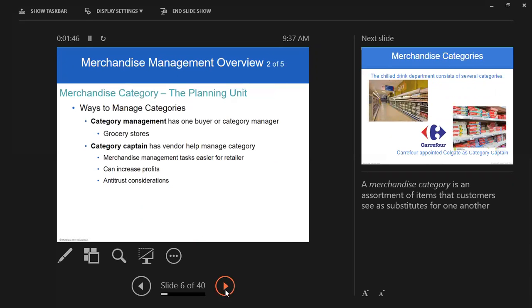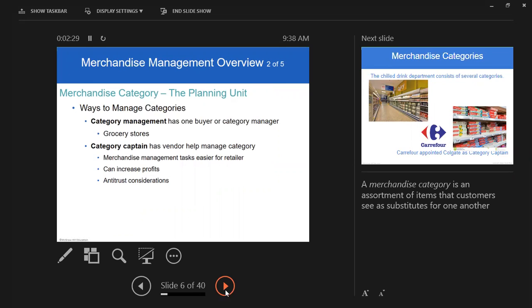So that shows how you want to classify, in terms of purchasing the right merchandise for your customer. And then how you want to manage the category in terms of your merchandise. You can have a few ways. The first one is category management. When it comes to category management, it has one buyer or category manager. Here in this case, the example is a grocery store. As you can look at the grocery store, we have a lot of types of products in the same category, but different products, and the customer can choose which type of product they want.